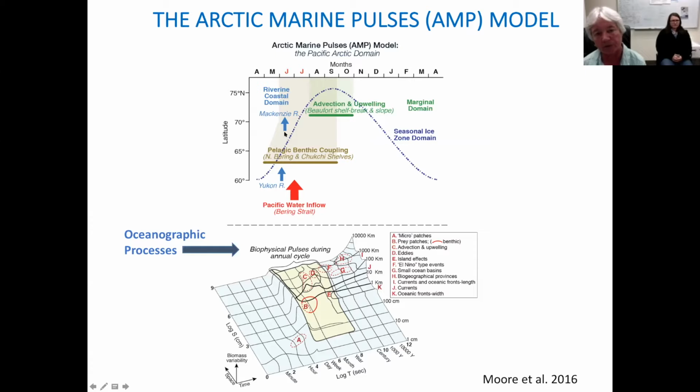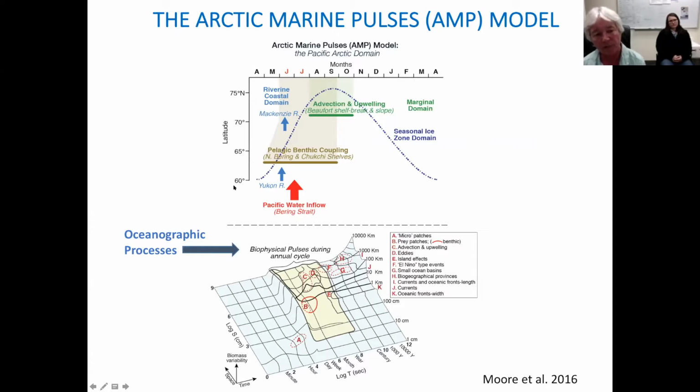And I only show you two here, the Yukon in the south, Mackenzie in the north. Other rivers are part of this system too, obviously. As that ice moves back, the pelagic benthic coupling model, you get the coupling of the productivity to the benthos, feeding the system, and again, more advection as that ice moves deeply.